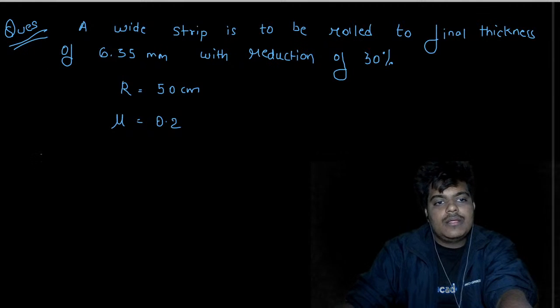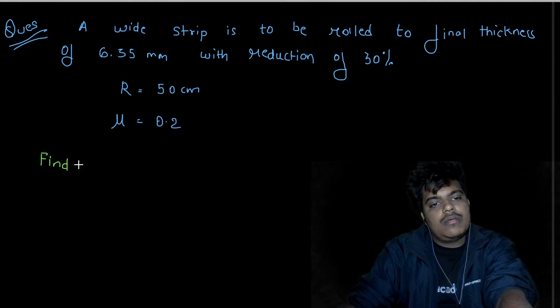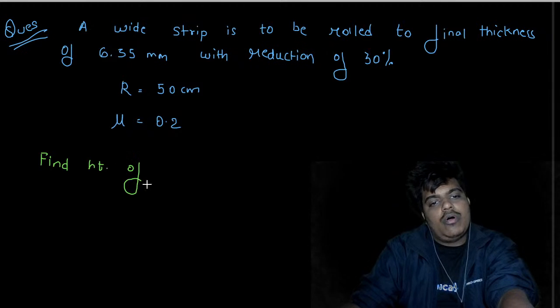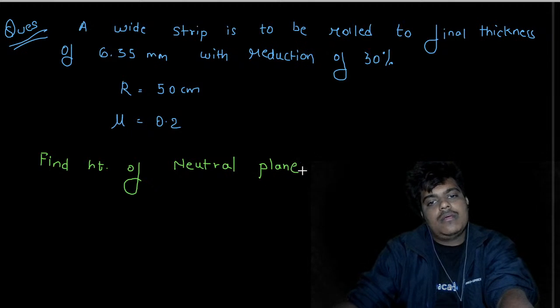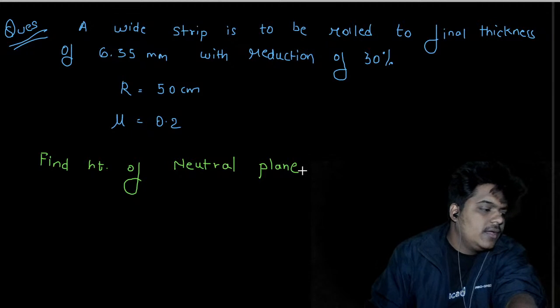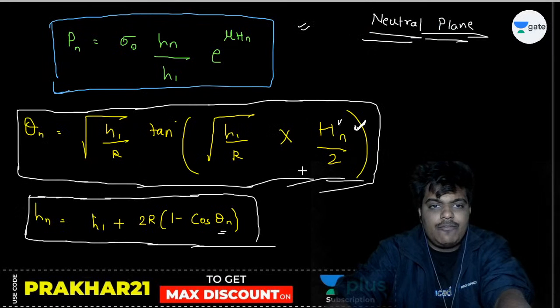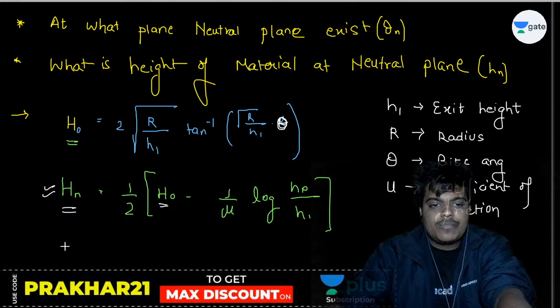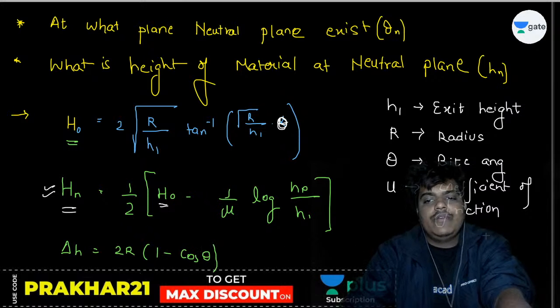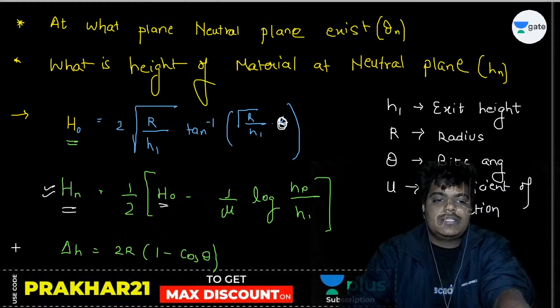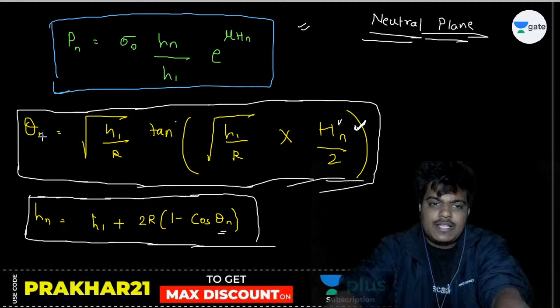Find height of neutral plane. Isme ek formula aur likh lo, aapne nahi likha ho toh. Del H is equal to 2r into (1 minus cos theta), where theta is the bite angle. This is also a very important formula. Is it clear? So everything is given to you.